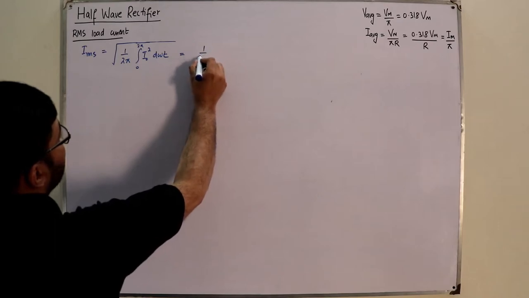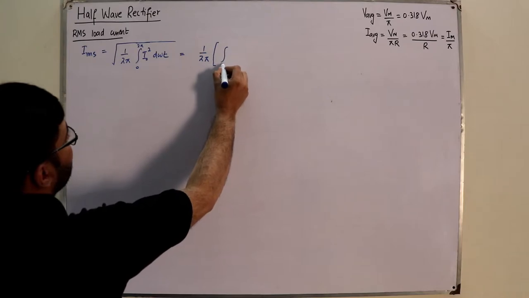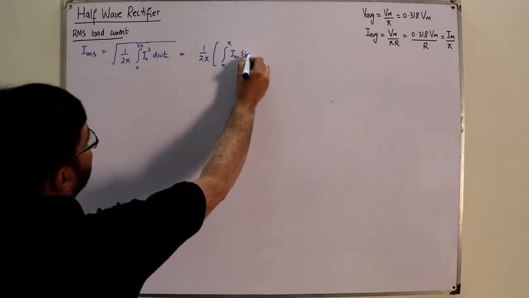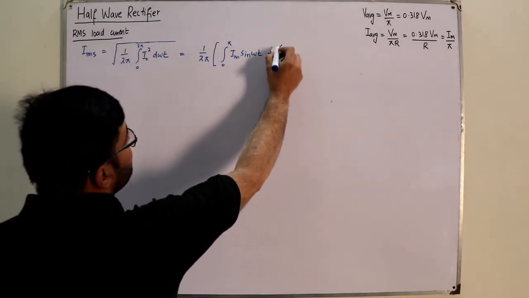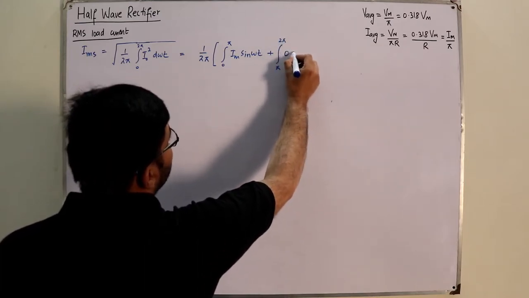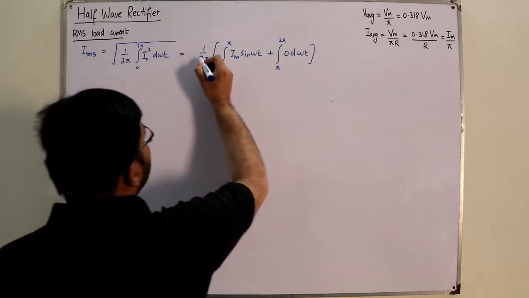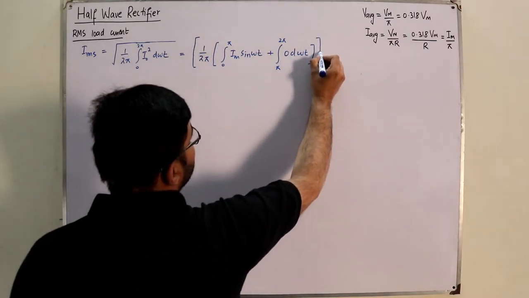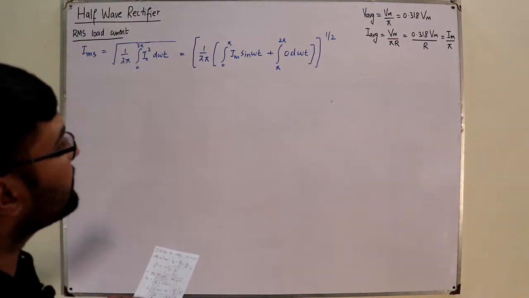So you have a 1 upon 2 pi. Let me just split the integral from 0 to pi, it is Im sine of omega t, the same as the voltage, and then plus from pi to 2 pi, it is 0, right? And this whole has a power of 1/2. So let me just draw a little bigger bracket and give it the power of 1/2. Is that fine? It is.